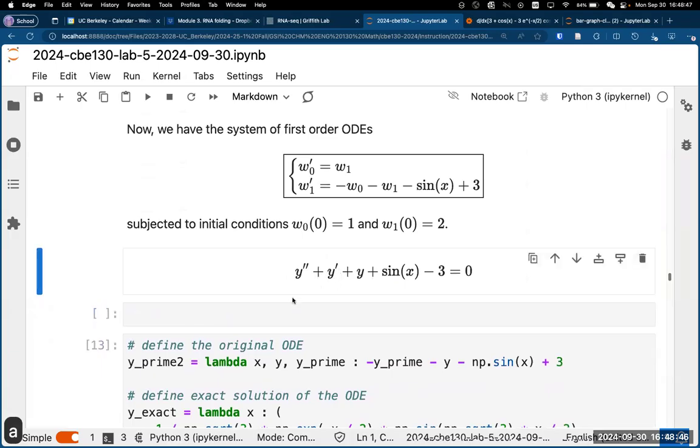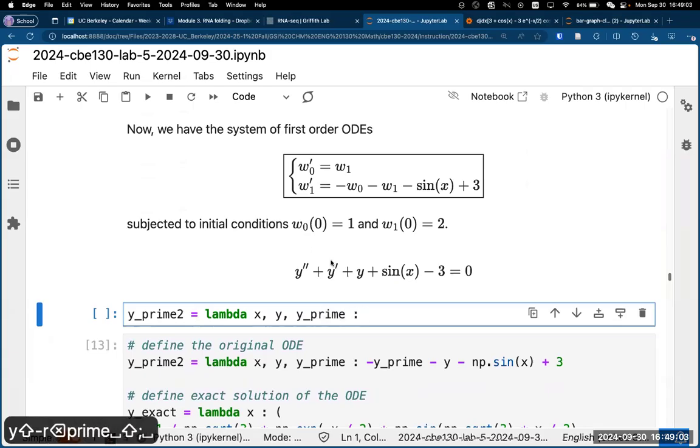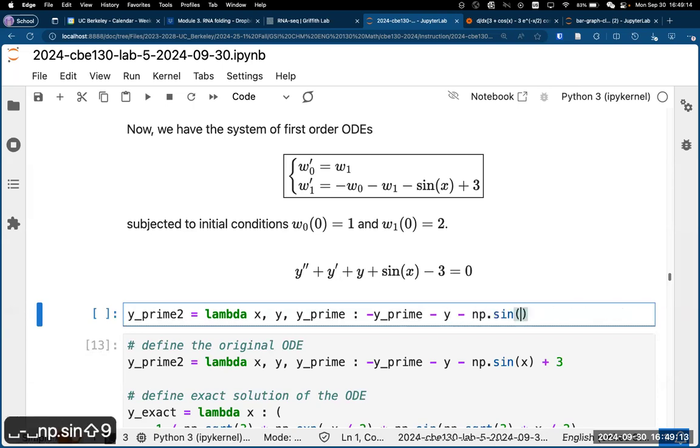So if you have this ODE, then y double prime is equal to the lambda function. It's dependent on the independent variable x, the dependent variable y, but also it depends on y prime. And then you move everything here to the right. So it's minus y prime, minus y, and then minus sine of x, and then plus 3.